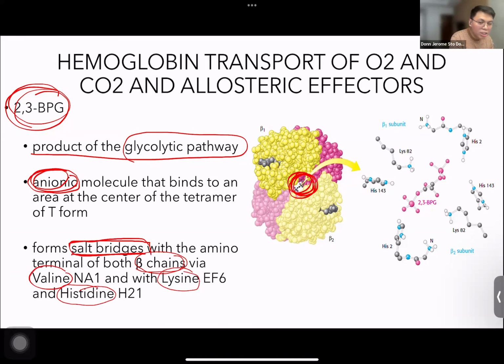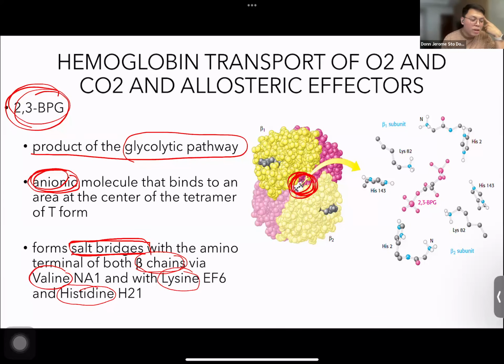So gumawa siya ng salt bridges. Mas marami bang ionic bonds o salt bridges? Yes po. Which form will predominate? The T or R form? T. The T form. High oxygen affinity or low oxygen affinity? Low, Doc. Low oxygen affinity.